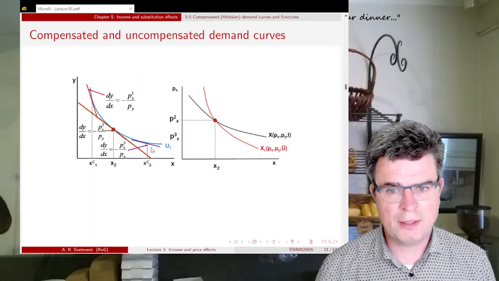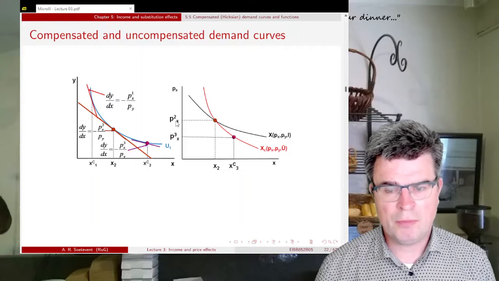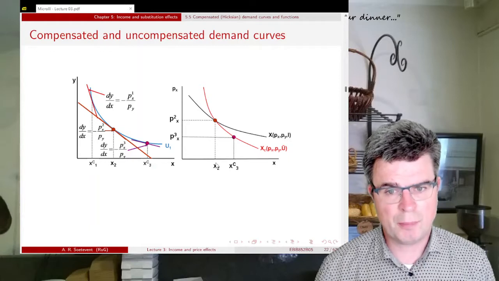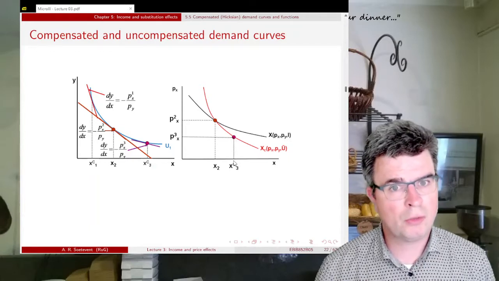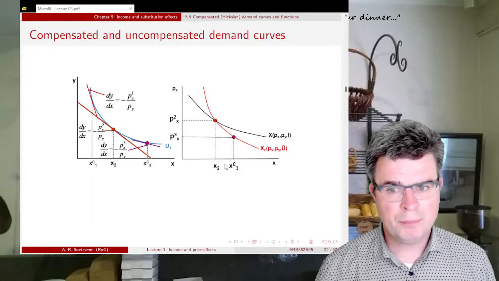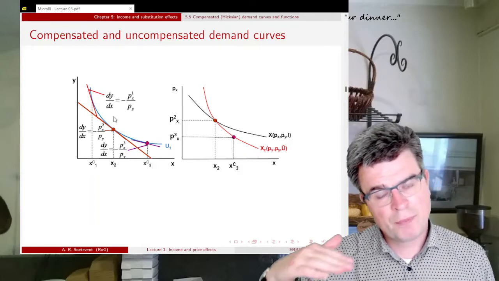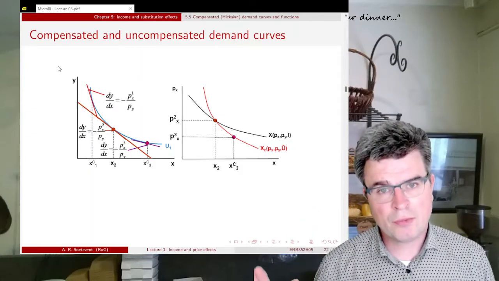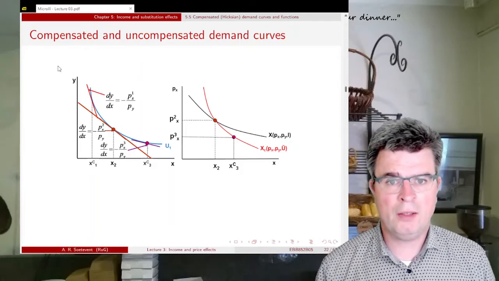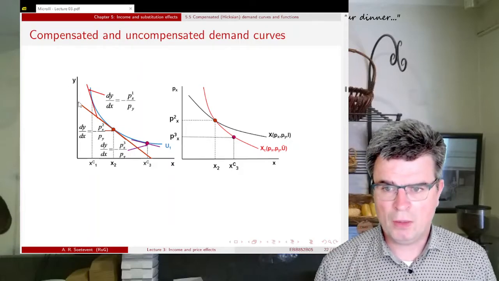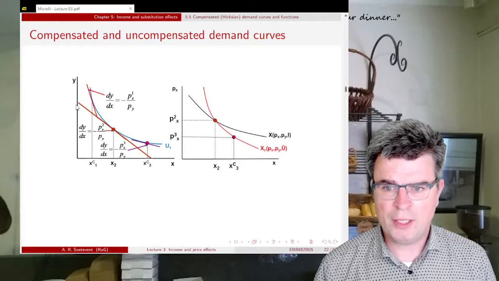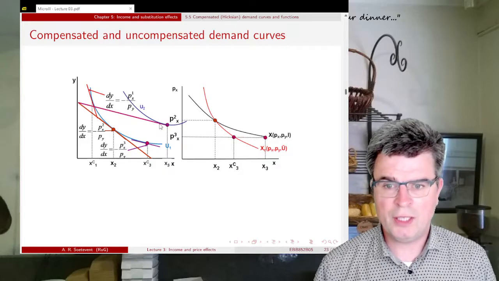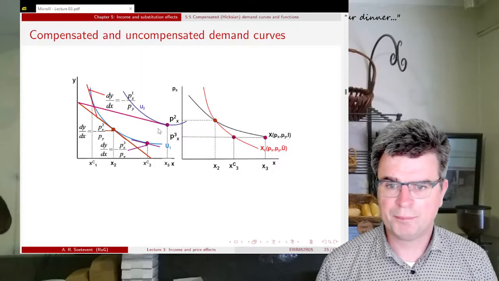And that is the compensated demand. So given that we decrease the price of good X, the substitution effect leads us to increase consumption from X2 to X3 compensated. However, we also not only have a change in the marginal rate of substitution, but also we have a pivoting outward of our budget constraint. So our budget constraint is no longer this line over here, but the new budget constraint is depicted by this line over here. So it pivots outward.